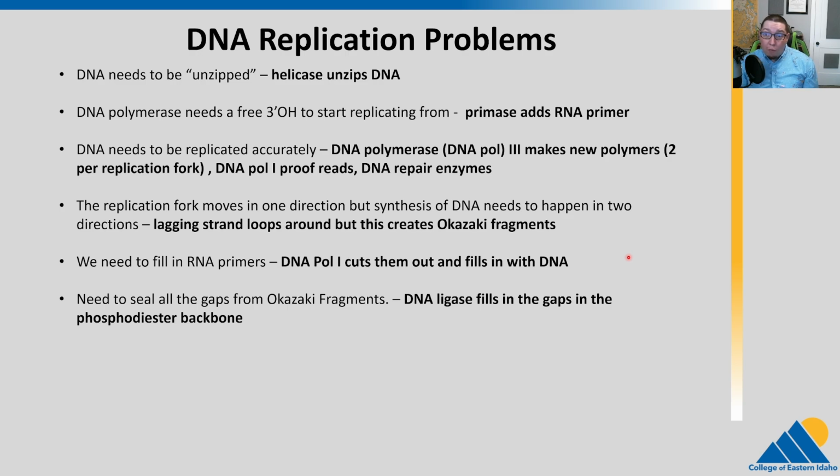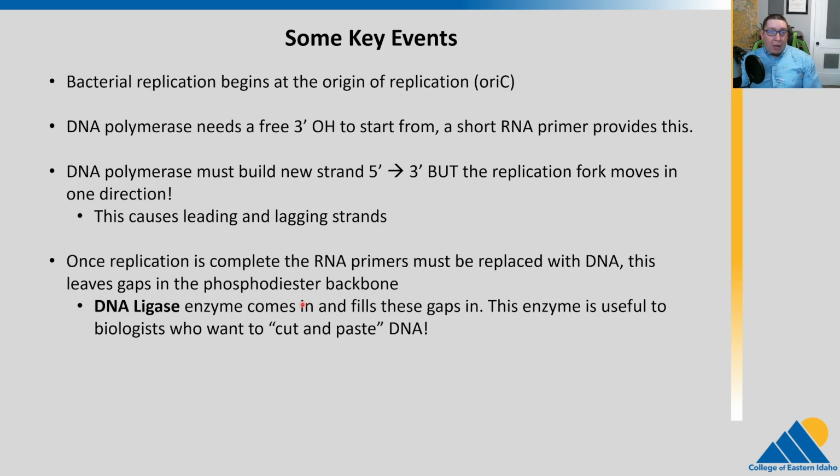All right, so we've solved our problems here. DNA ligase comes in, fills in the gaps in the phosphodiester backbone, and we're pretty good. So in bacterial replication, there's a few other key events that are in there. It starts at a specific sequence. We call that the origin of replication. What that sequence is varies by organism, but there is a start, and it goes around, and then it stops.